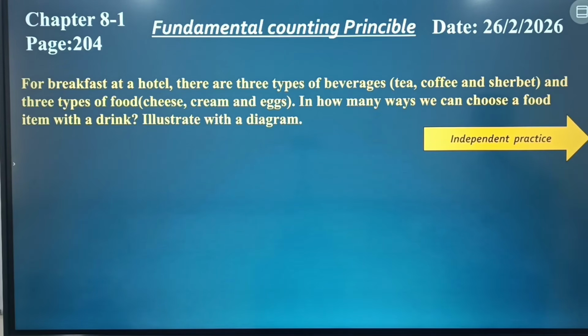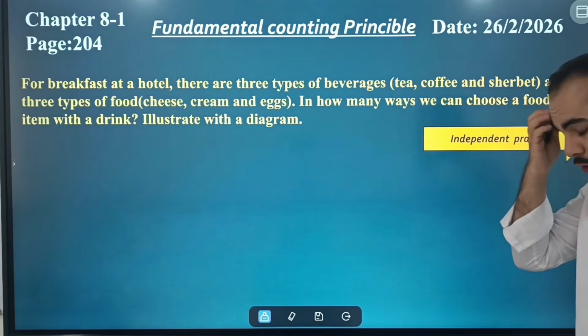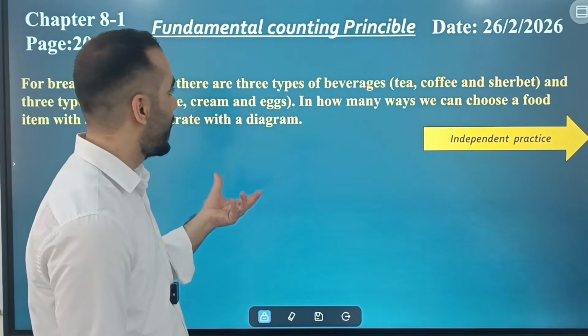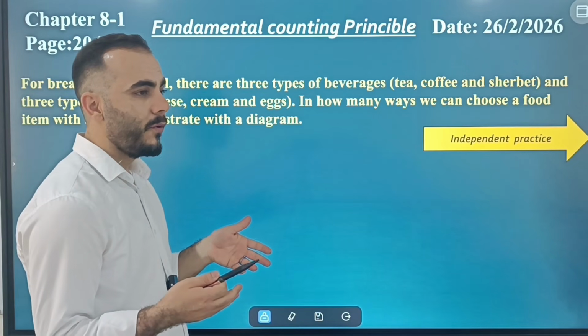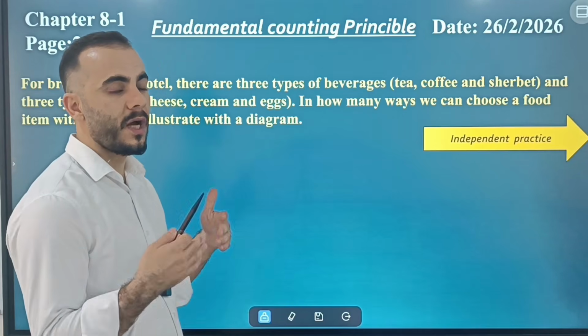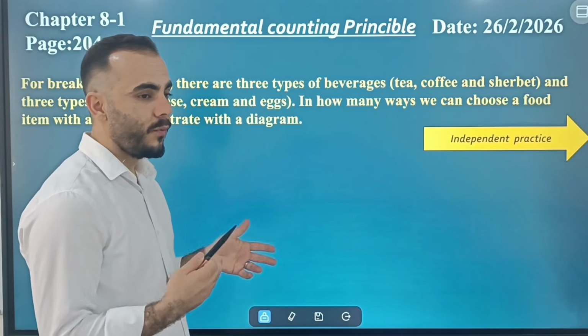Okay, for breakfast at a hotel, there are 3 types of beverages, like drinks. So tea, coffee, and juice. I just use the word sharbat. And 3 types of food: cheese, cream, and eggs. In how many ways can we choose a food item with a drink, illustrated with a diagram? So again, let's see how many choices we have before showing it in a diagram. 3 drinks, 3 foods. So 3 times 3, we can have 9 ways to choose an item that includes a food with a drink.